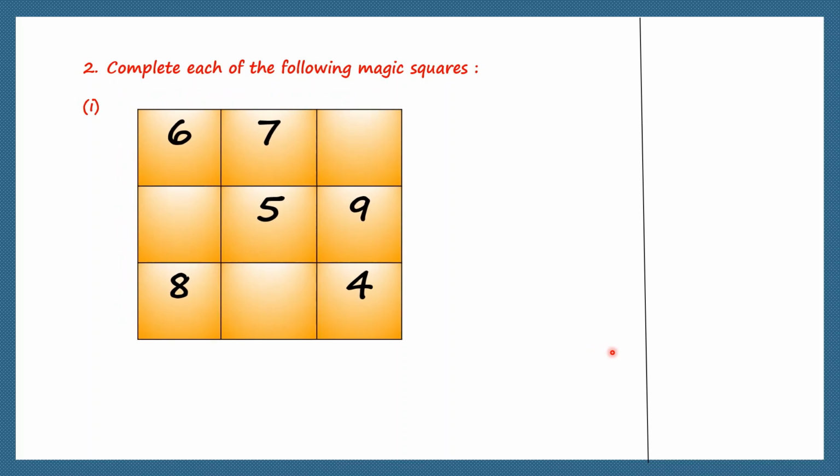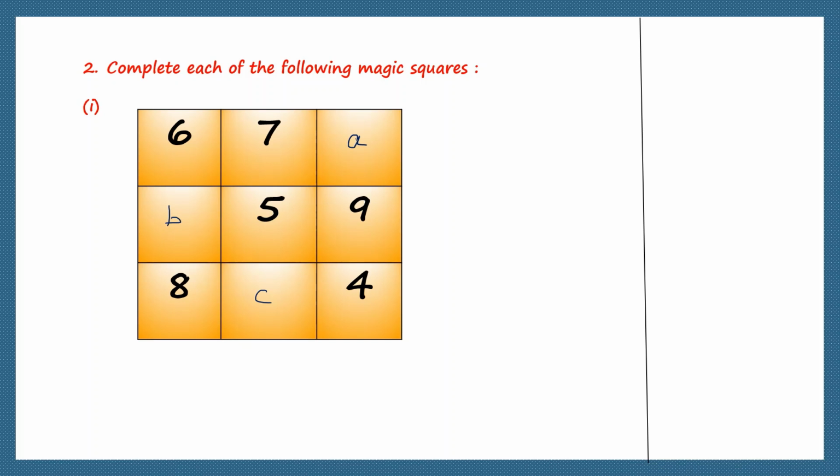So this is a magic square given to us. As you can see, there are some numbers given, but there are some numbers missing which we need to find and complete. So what we're going to do is we're going to work this out. Now let's mark this as A, this as B and this as C. So we have to find out A, B and C.